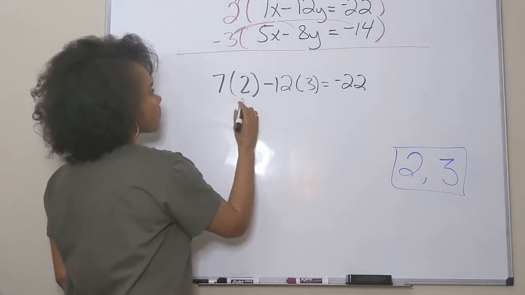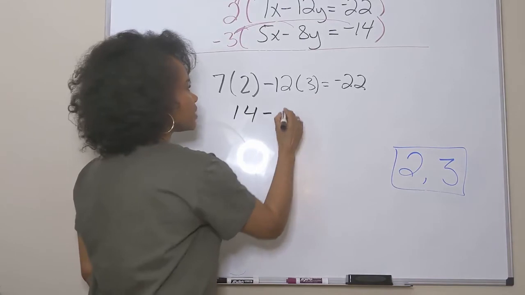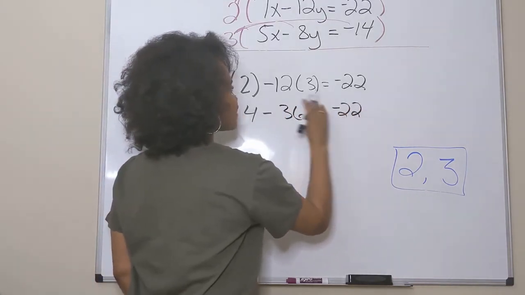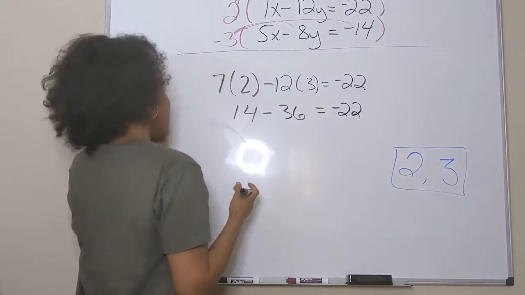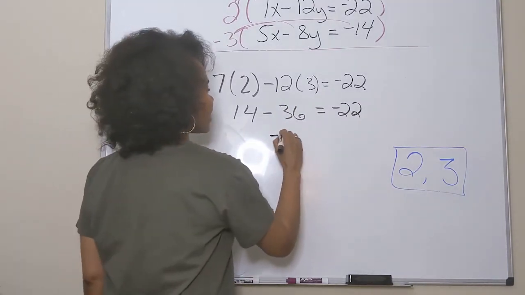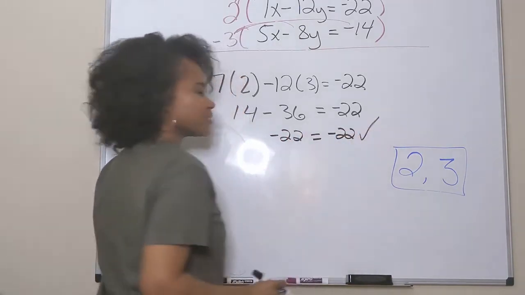7 times 2 is 14. Minus 12 times 3 is 36. Remember, you have to use order of operations. Multiply before you add or subtract. All right. And then 14 minus 36 does, in fact, give me negative 22. So that one checks out.